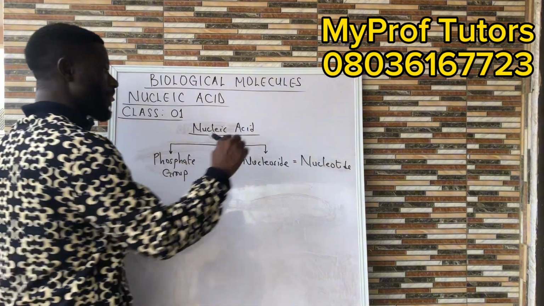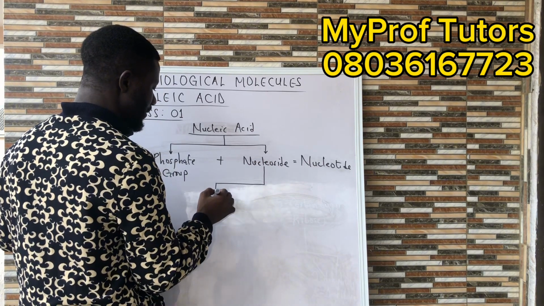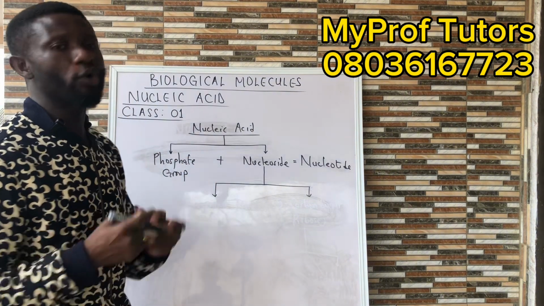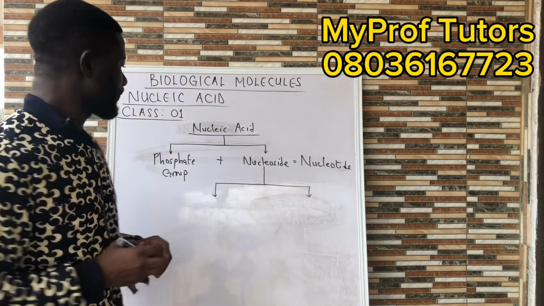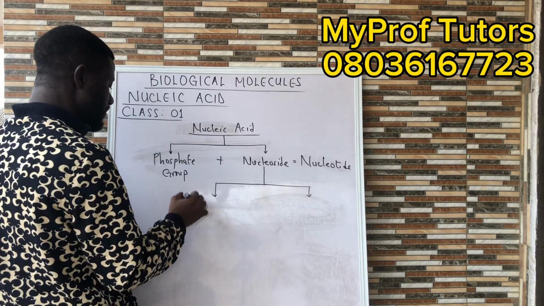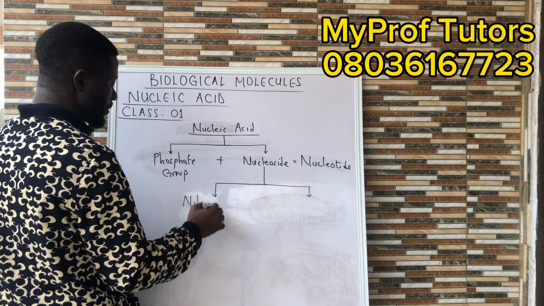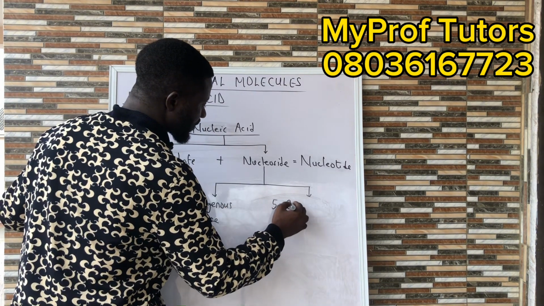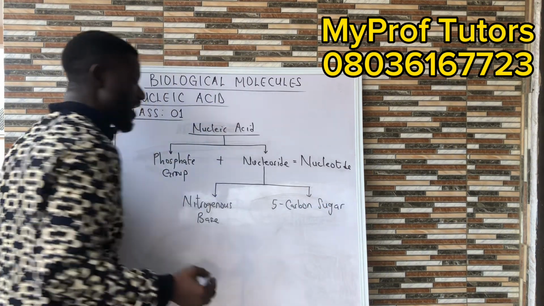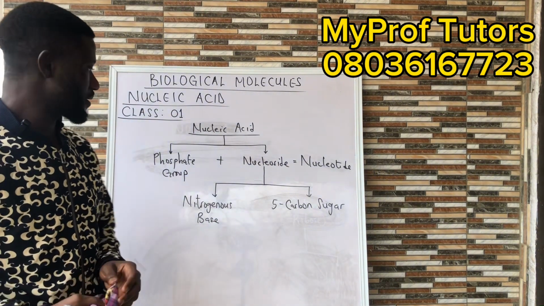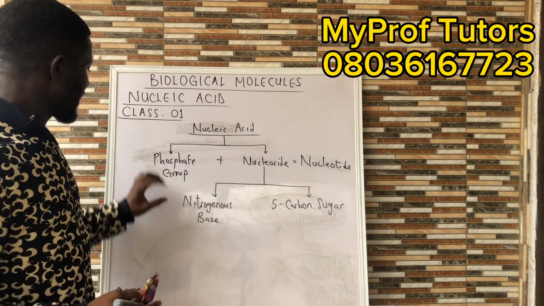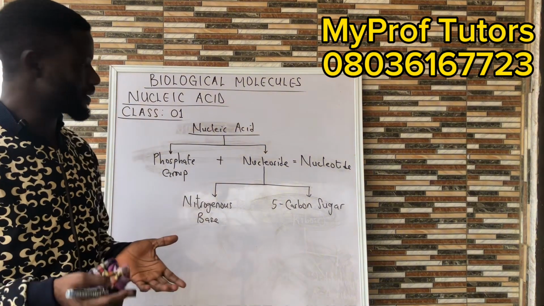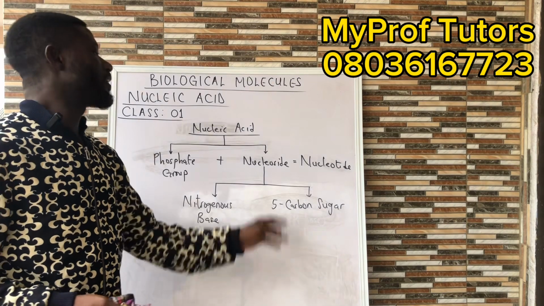All right. Now, the components of nucleoside are two. Number one, we have the nitrogenous base, and number two, we have the 5-carbon sugar. These are the two major components of nucleoside. So if you now say that phosphate group plus nitrogenous base plus 5-carbon sugar will give you nucleic acid, you are also correct, because nitrogenous base and 5-carbon sugar will give you nucleoside.